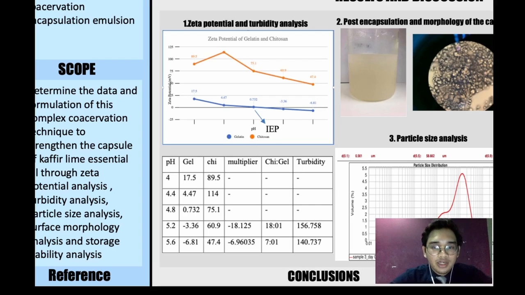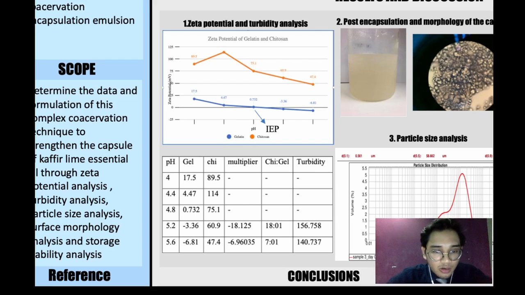So the result of the zeta potential analysis on the above graph: the orange line is chitosan, and at all pH values chitosan has positive charges, while the blue line, gelatin, has both positive and negative charges. For the blue line of gelatin, we also identify the IE point, which is the isoelectric point. The isoelectric point happens when gelatin at that pH has a zeta potential of zero.